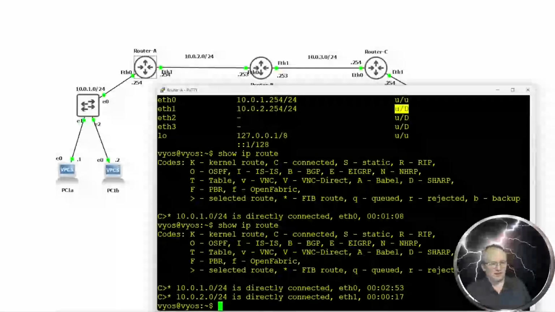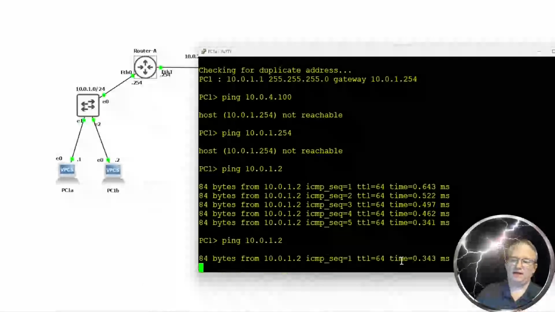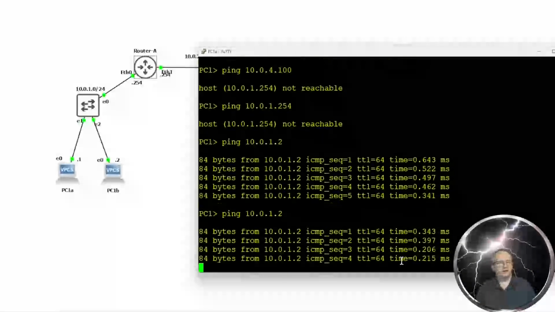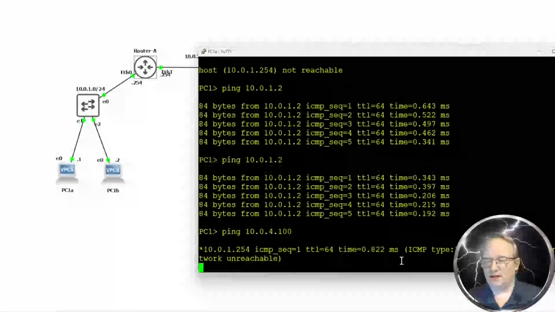All right, so it might be obvious from looking at the routing table that it's not going to get to the 10.0.4 network, but let's go back to PC1A anyway, and we'll go ahead and ping 10.0.1.2. We still get pings from 10.0.1.2. All right, so let's go ahead and ping 10.0.4.100.